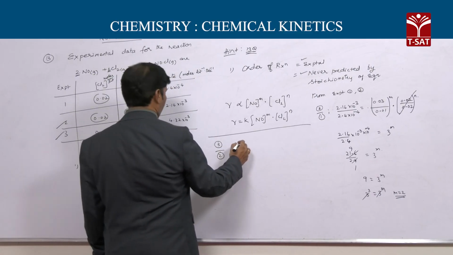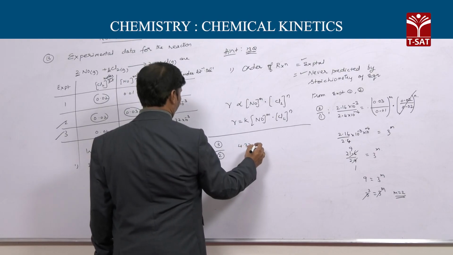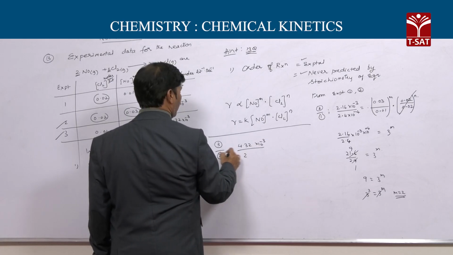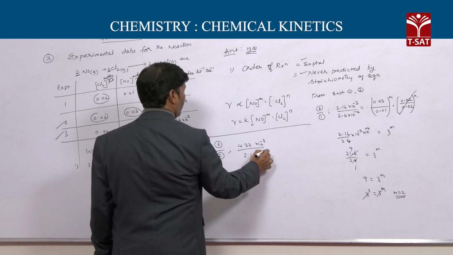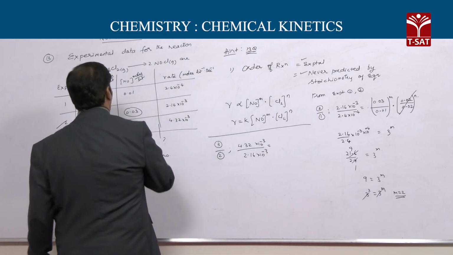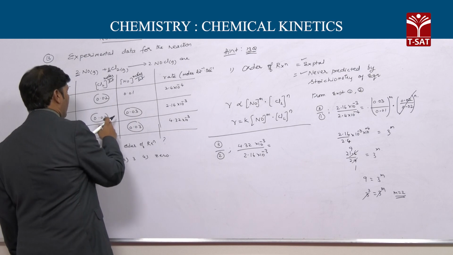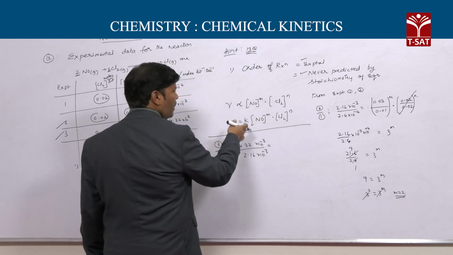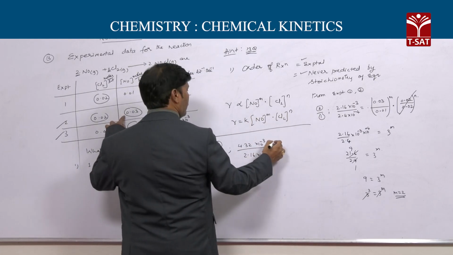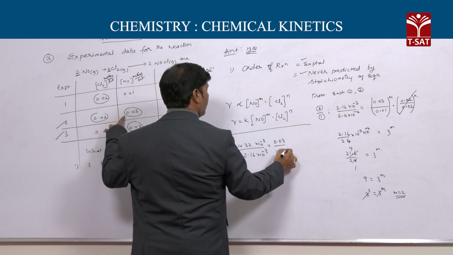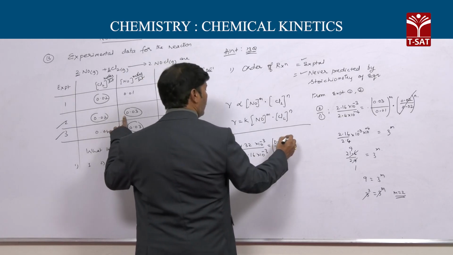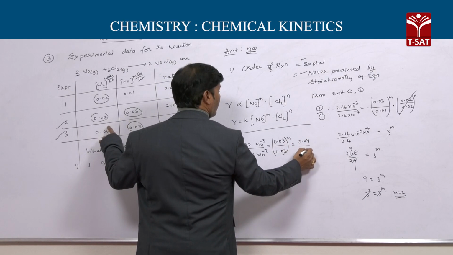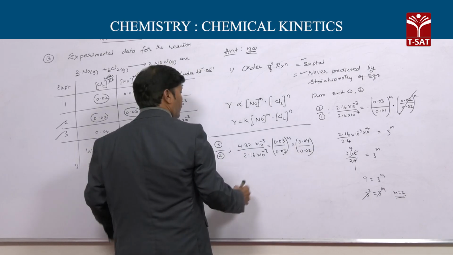Experiment 3 is 4.32 into 10 to the power of minus 3, divided by 2.16 into 10 to the power of minus 3, is equal to... Here the concentration of nitric oxide is the same, but the concentration of chlorine is getting doubled. So first we will take, because anyhow the M value we already got, 0.03 divided by 0.03 to the power of M, into 0.04 divided by 0.02, because the concentration is getting doubled.